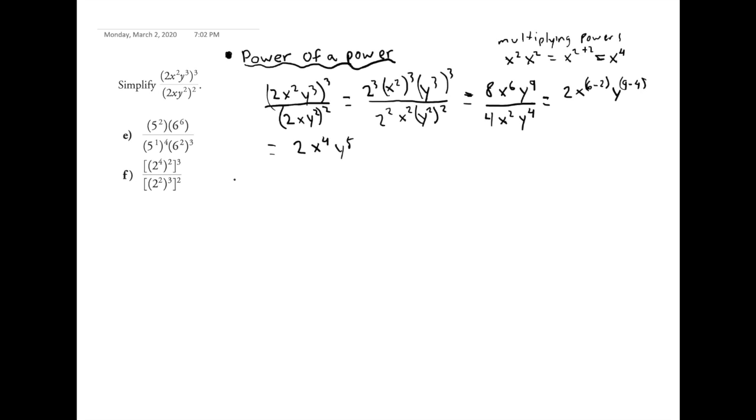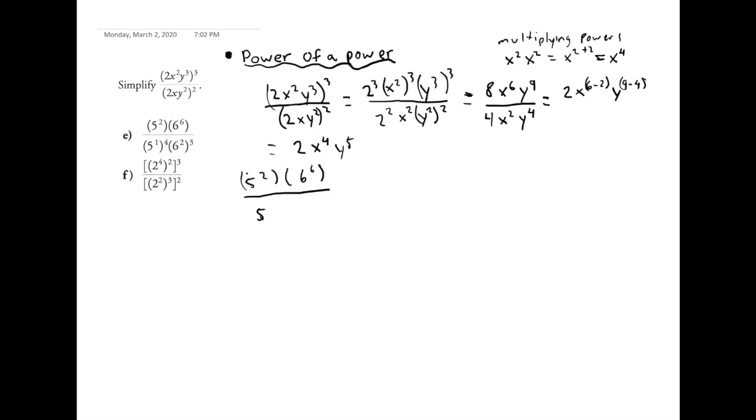Alright, so we have, as you see, 5 squared times 6 to the power of 6. And then at the bottom we have 5 to the power of 1. But when you have a 1, you don't have to actually write that, because you're not multiplying 5 by itself. It's just literally 5. 5 to the power of 1 is 5. Right? So you don't have to actually write it.